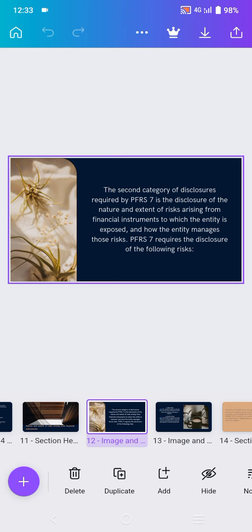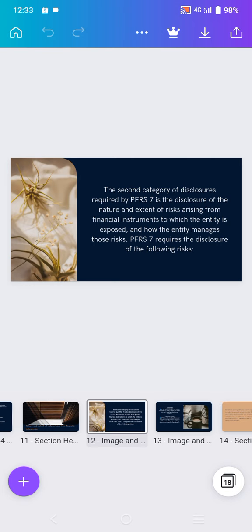Ayan po. The second category of disclosure required by PFRS 7 is the disclosure of the nature and extent of risk arising from financial instruments to which the entity is exposed and how the entity manages those risks. PFRS 7 requires the disclosure of the following risks. So, dito po sa second category po natin, malalaman po natin kung paano na i-handle or paano ang PFRS 7 na minamanage ang mga risk na ito.